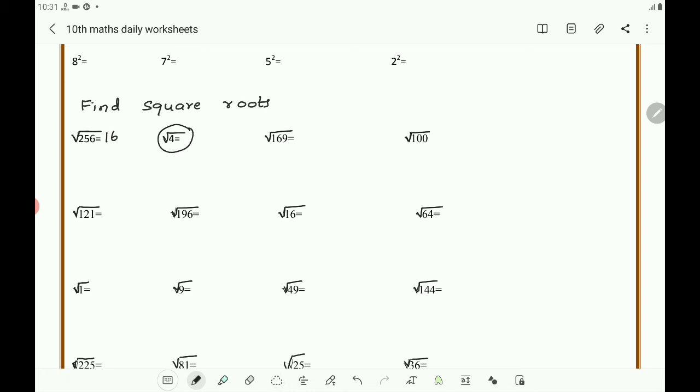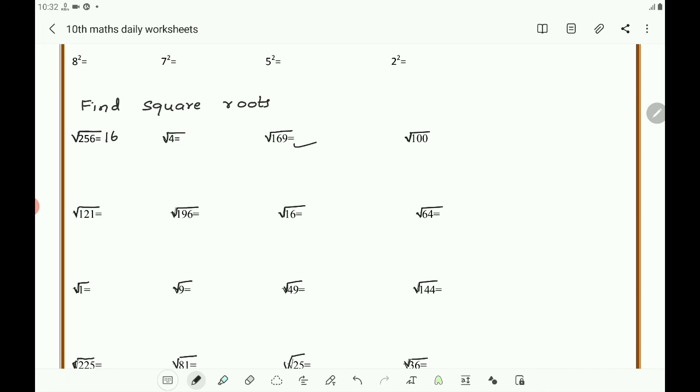Then what is the square root of 4? You may write 16. No, it is wrong. The square of 4 is 16. What is the square root of 4? You must find that it is the square of which number. You know that 4 is the square of 2. You know that 2 square is 4. Therefore square root of 4 is 2. Don't confuse squares and square roots. Here square root of 4 is 2, not 16.